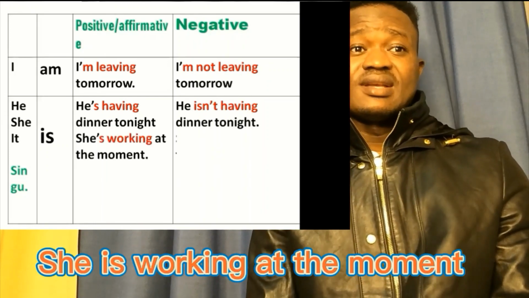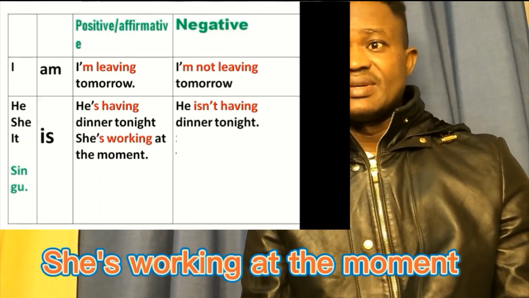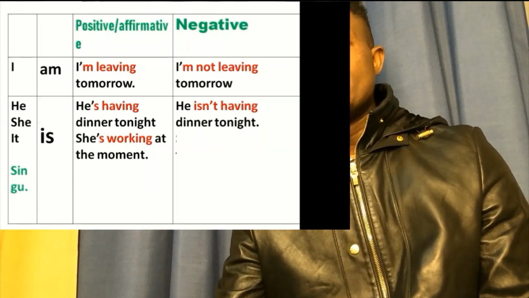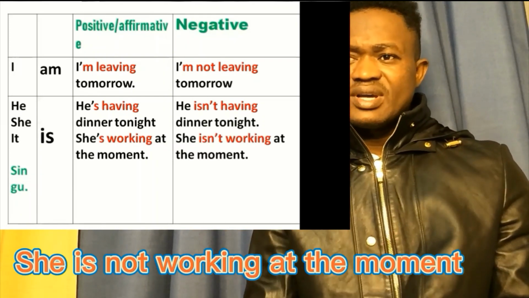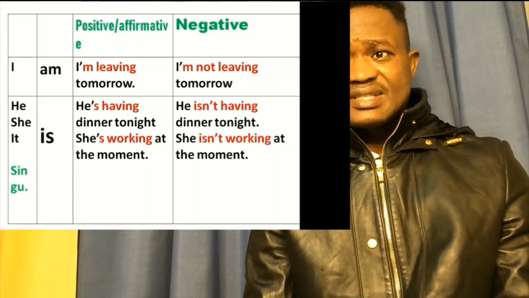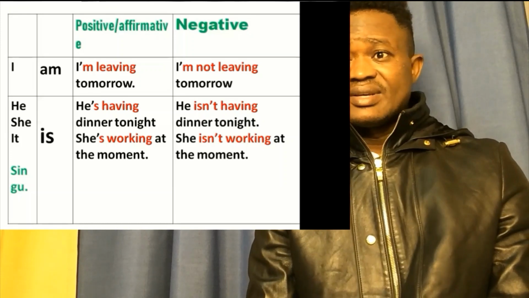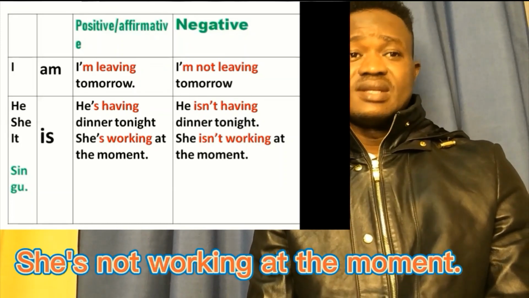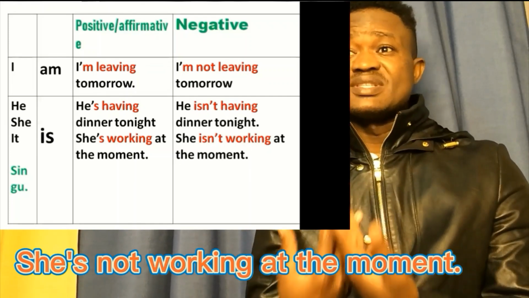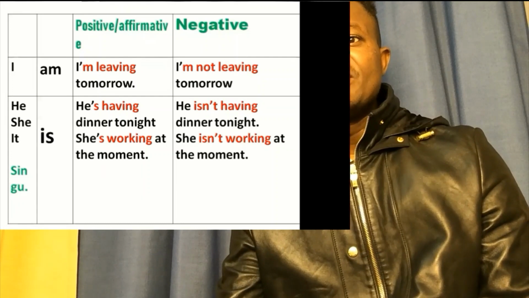She is working at the moment. Faster, she's working at the moment. Okay, negative form, she is not working at the moment. Faster, she isn't working at the moment. Okay, then the other way is she's not working at the moment. So these are three ways we say this negative form of the sentence. Okay, all right, let's go.